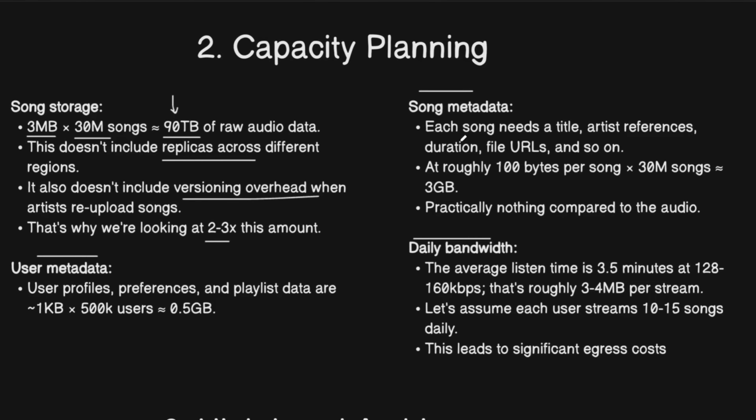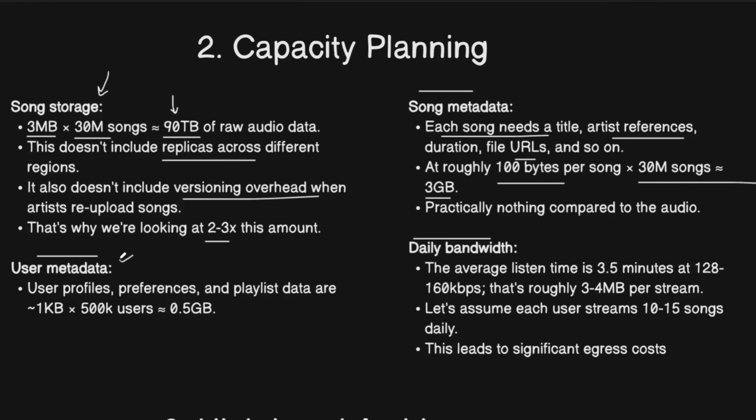For song metadata, let's say each song needs a title, artist references, duration, file URLs, and so on. So we will need at least like 100 bytes per song to store the metadata on average. And if we assume that it's 100 bytes, then we'll need to multiply that by the 30 million, which will end up being 3 gigabytes. So this is practically like nothing compared to the song storage. As you can see, the main storage that we'll be dealing with in this system is the song storage, which will be an object storage.